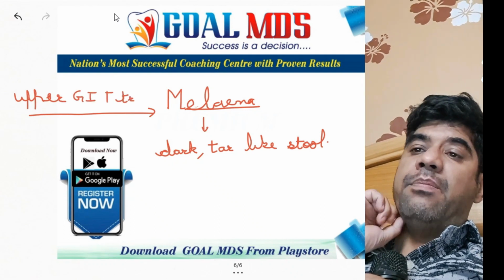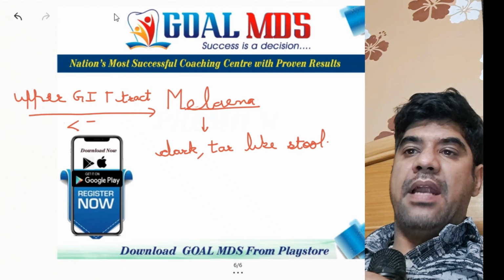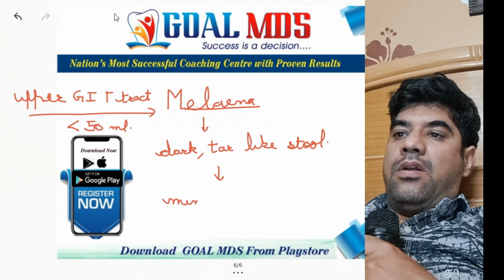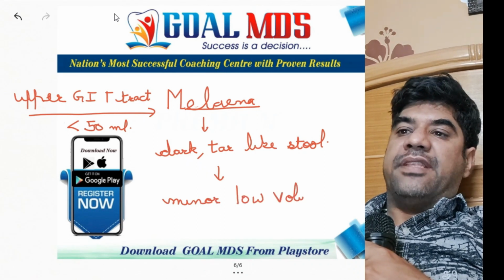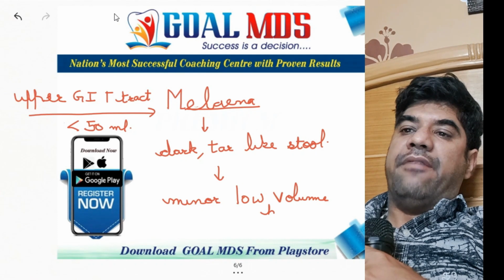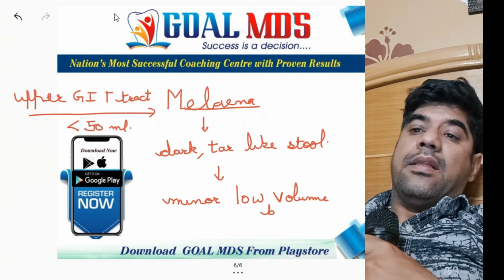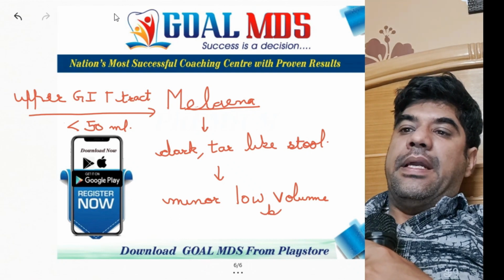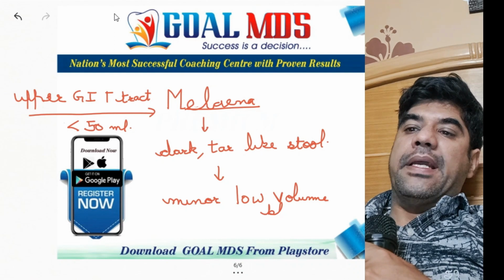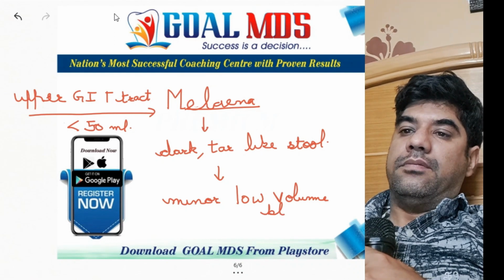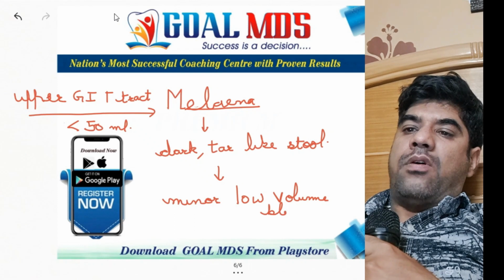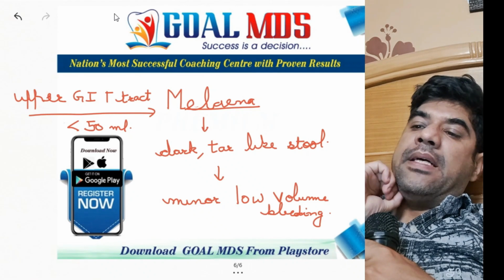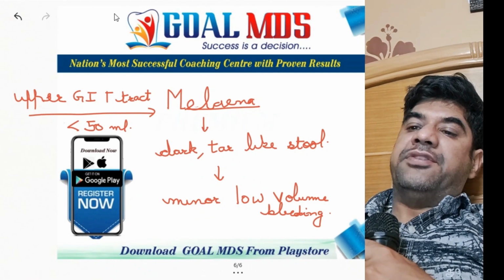When the amount of blood lost is less than 50 ml and the bleeding is originating from the proximal GIT tract, that is the upper GIT tract, including esophagus, stomach, and the duodenum, it is known as minor or low volume bleeding. So what are the causes of minor bleeding in the proximal GIT tract? That can include peptic ulcers, gastritis, esophagitis.